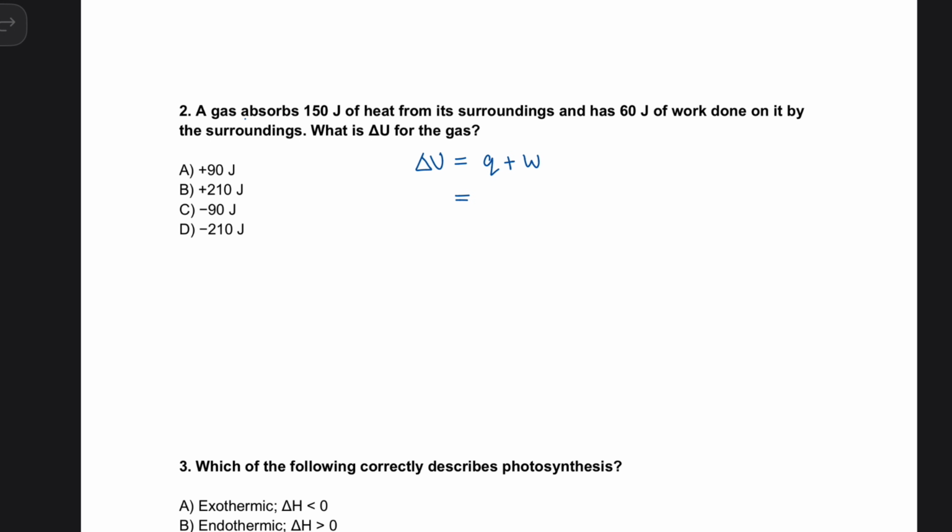So it is absorbing 150 joules of heat, which means it is a positive value. And then 60 joules of work that is done on it by the surroundings. So because it's work done on it by the surroundings, it is gaining work. The system is gaining work, so it will be another positive 60. So basically we add these two up and we get 210 joules.